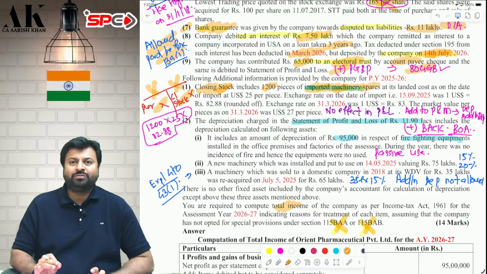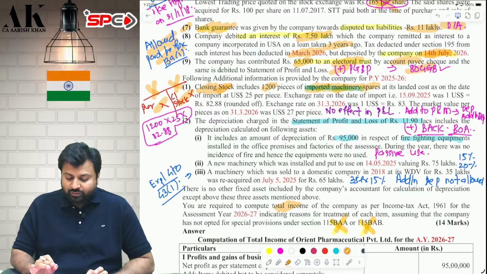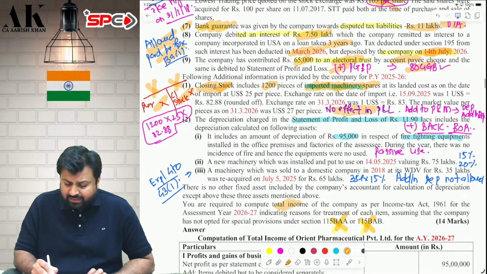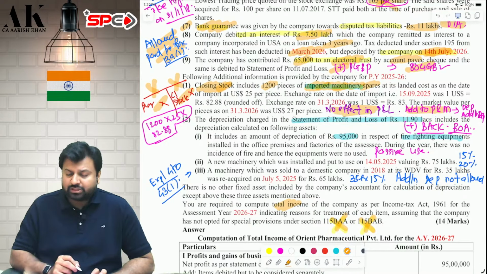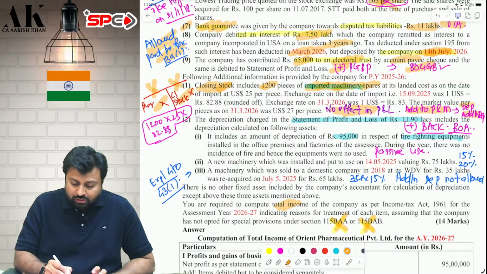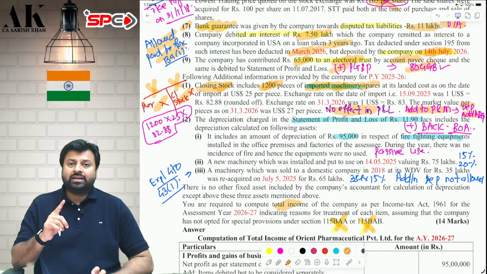I hope it is clear to all of you. Yes, but one thing you have to do: no effect in P&L, but you should add that to plant and machinery and claim normal and additional depreciation on that. So yes, that you have to do. 1200 pieces, because it's a part of machinery now. So you should claim normal and additional depreciation because you are a manufacturer.